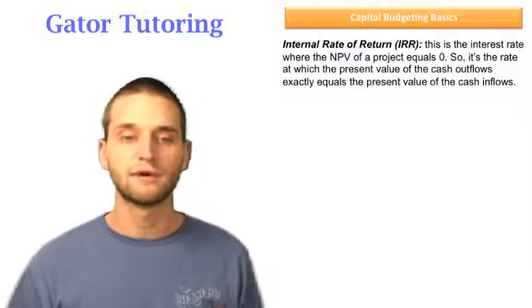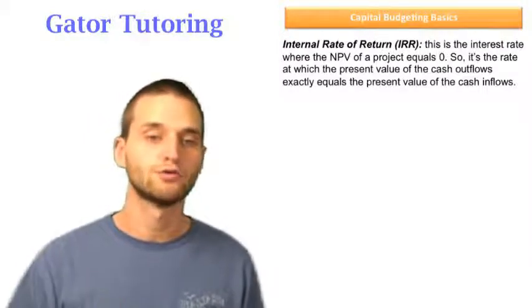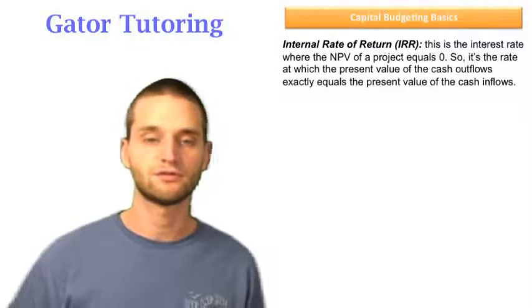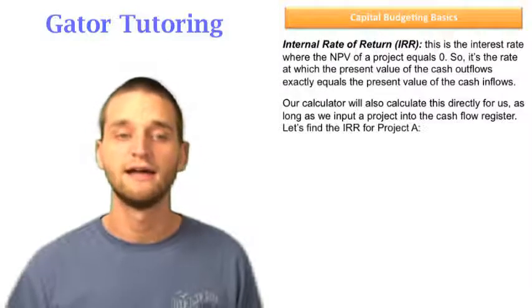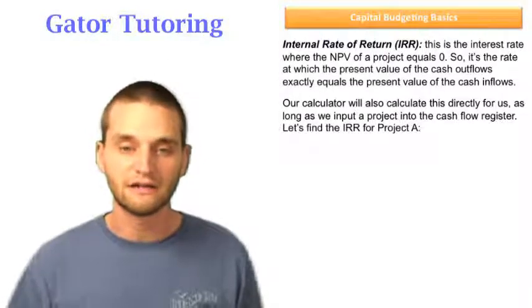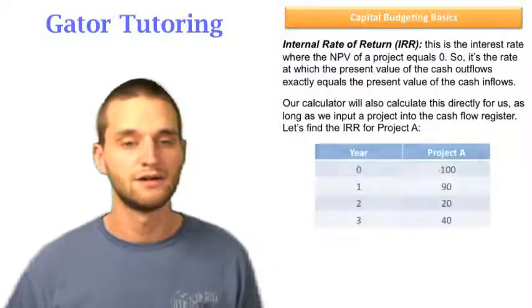So it's the rate at which the present value of the cash outflows exactly equals the present value of the cash inflows. Our calculator will also calculate this directly for us, as long as we input a project into the cash flow register. Let's find the IRR for Project A.